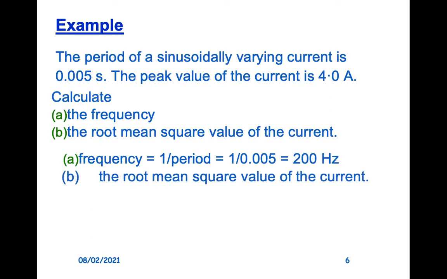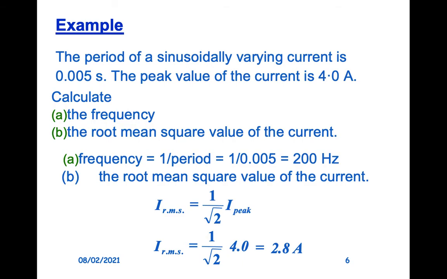And then for the root mean square, we're just using the formula, so it's current rather than voltage this time. So I RMS is 1 over root 2 times I peak. So 1 over root 2 times 4, which gives us 2.8 amps. The RMS value should always be less than the peak value. So if you are getting more, then you've done it the wrong way around, or you've done something wrong somewhere.